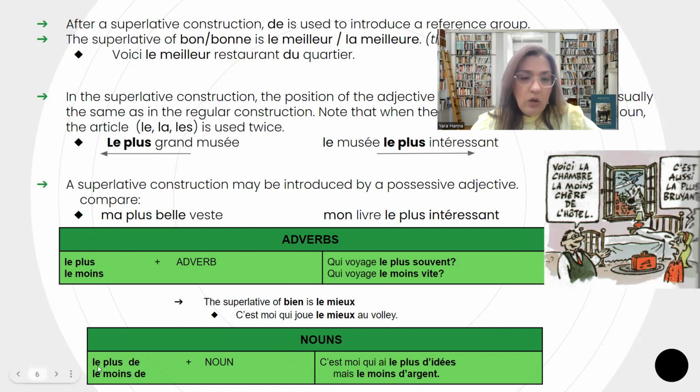So for nouns, le plus de plus noun, or le moins de plus noun. See the difference between the adverbs and the noun for the superlative?